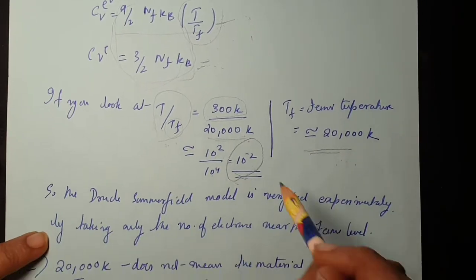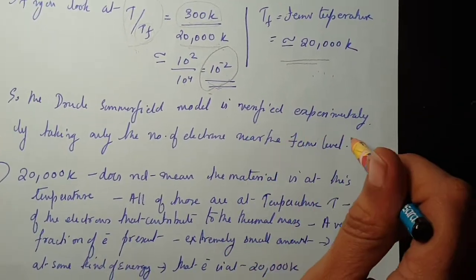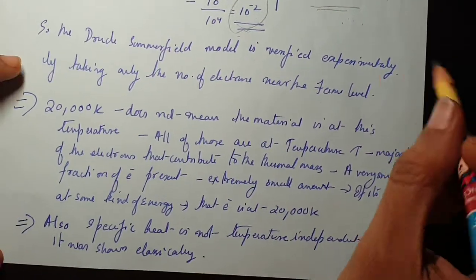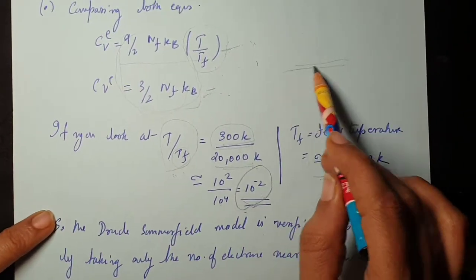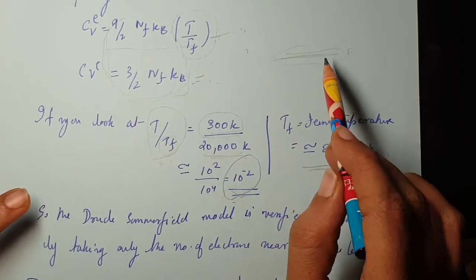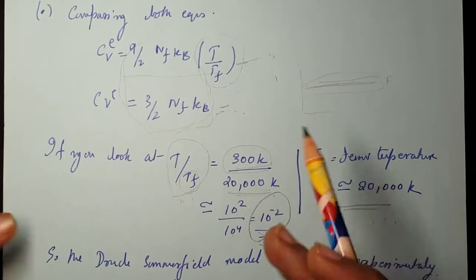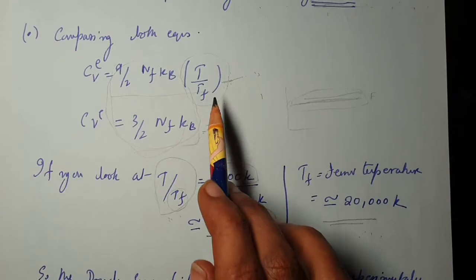Because of this, the Drude-Sommerfeld theory has been verified experimentally by taking the number of electrons near the Fermi level. In the classical model, nobody considered that there is a Fermi energy and that only those electrons can participate. But in the Maxwell-Boltzmann statistics, it is a sea of electrons, so anybody can participate. That is why this term does not show up.